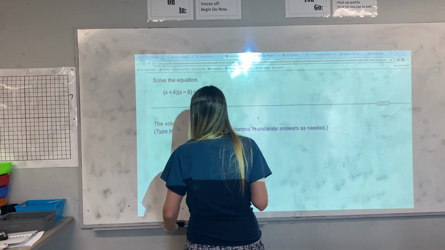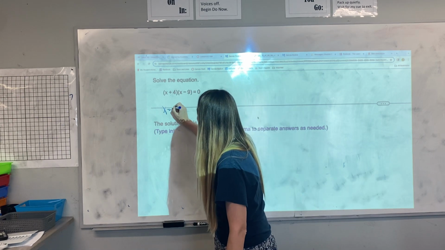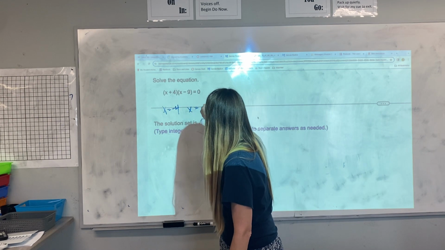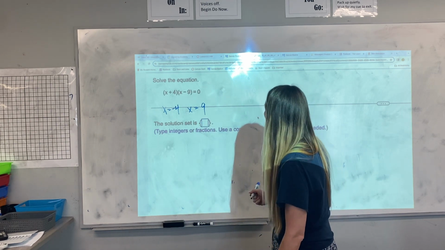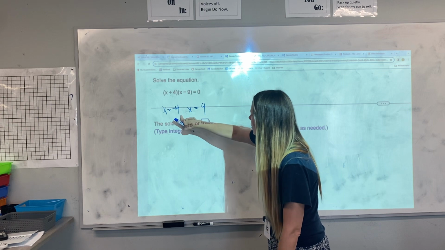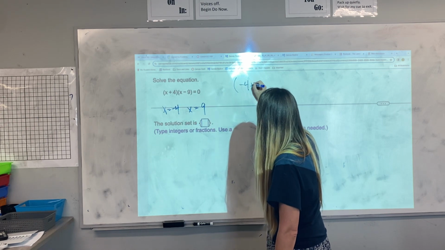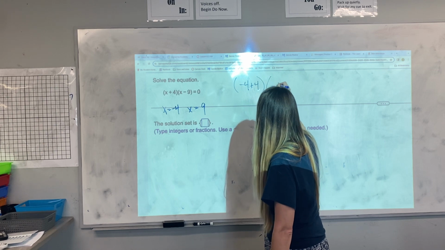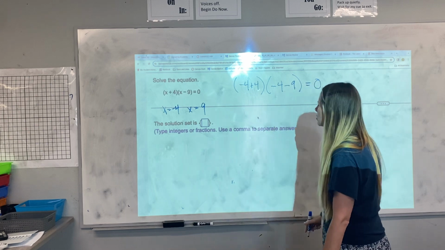If you want to make sure that the solutions that we got, negative 4 and positive 9, are actually true and we did it the right way, just plug them in. Negative 4, if you plug that in for both x's, we get negative 4 plus 4 times negative 4 minus 9 equals 0.